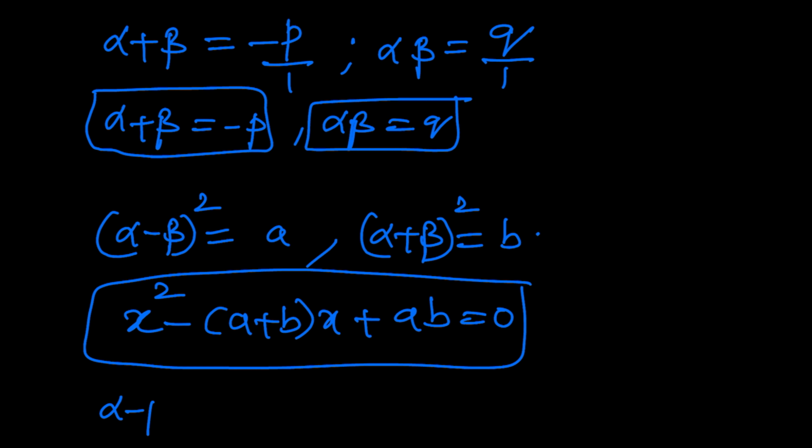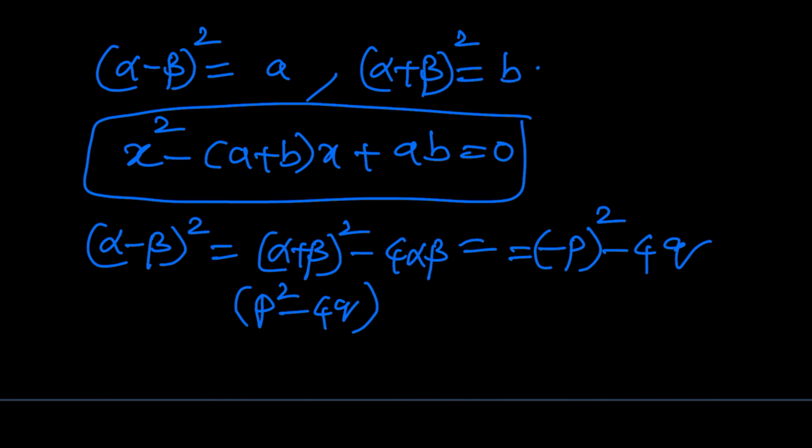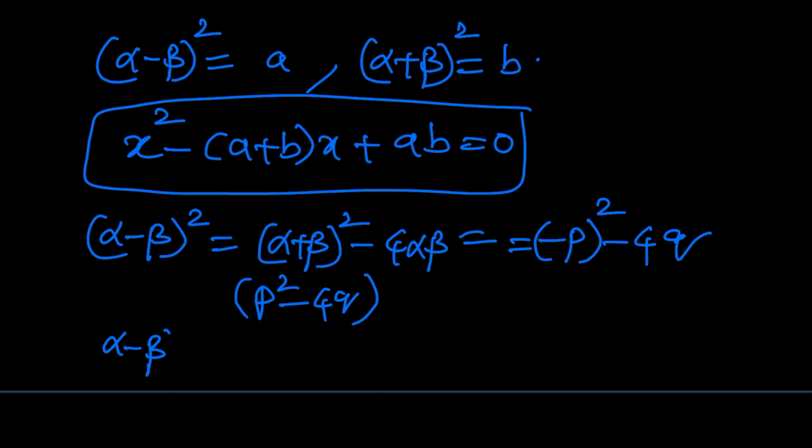Here take (alpha minus beta) whole square, that is equal to (alpha plus beta) whole square minus 4 alpha beta. Here alpha plus beta equal to minus p whole square minus 4 alpha beta, which is q, that is p square minus 4q. So (alpha minus beta) whole square equal to p square minus 4q.